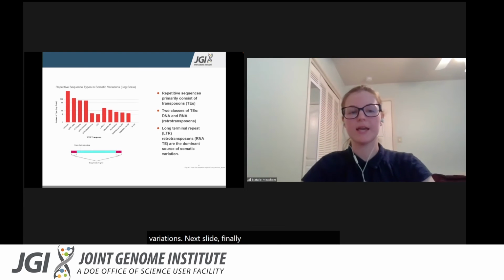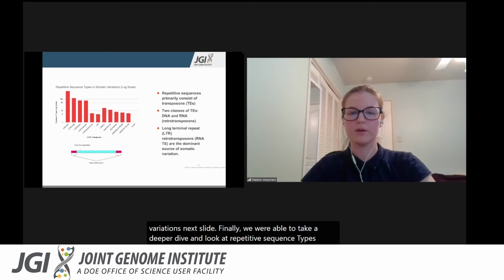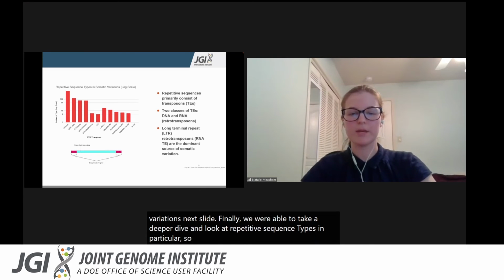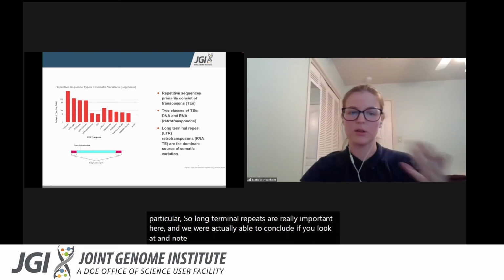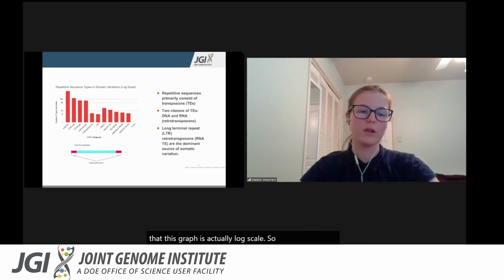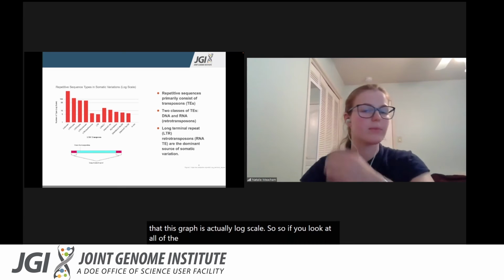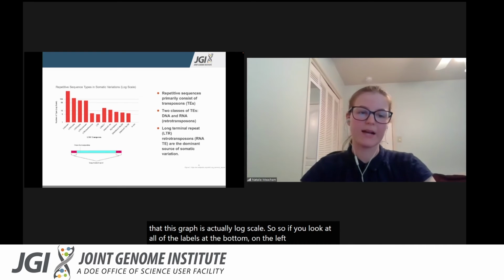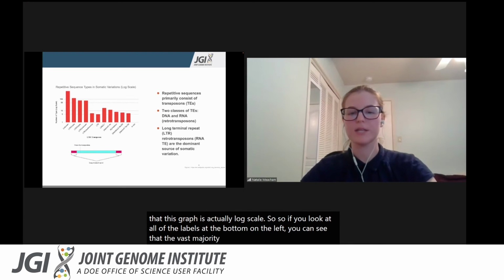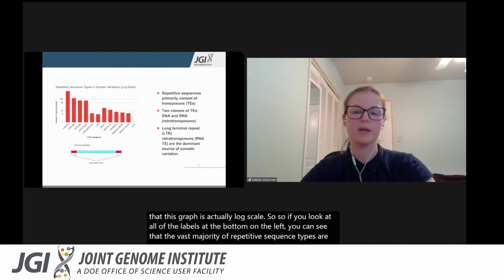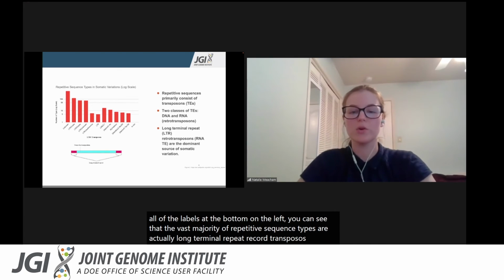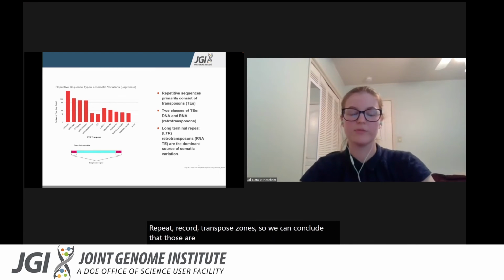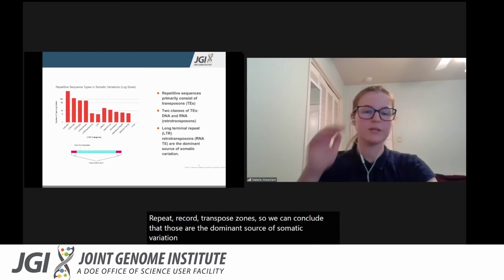Finally, we were able to take a deeper dive and look at repetitive sequence types in particular. Long terminal repeats are really important here. Note that this graph is log scaled. If you look at all of the labels at the bottom left, we can see that the vast majority of repetitive sequence types are long terminal repeat retrotransposons. So we can conclude that those are the dominant source of somatic variation. Next slide, please.